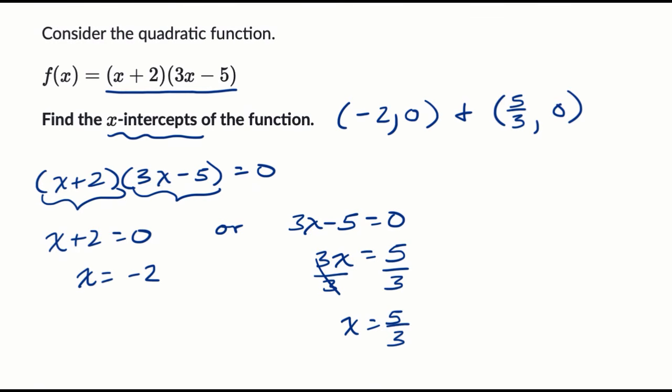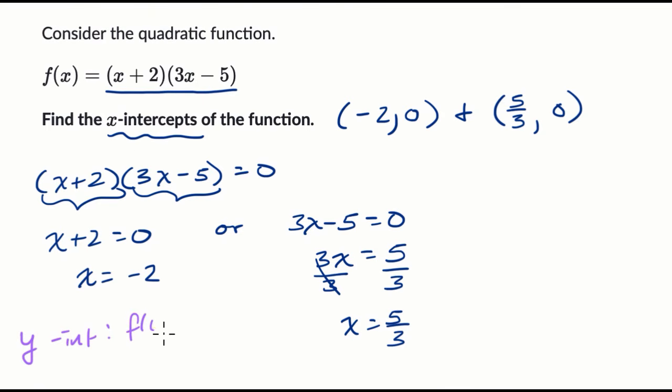Now if we wanted to think about y-intercepts, y-intercept, that's where we are intersecting the y-axis. So that's when x is equal to 0. Well, if we want to figure out when x equals 0, we can just evaluate f of 0.